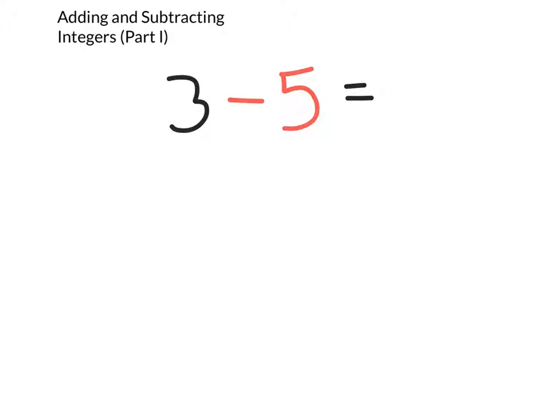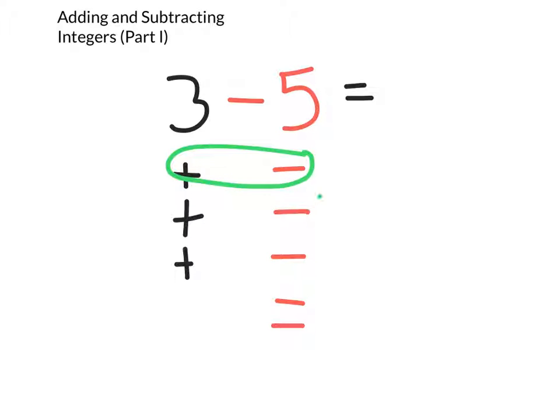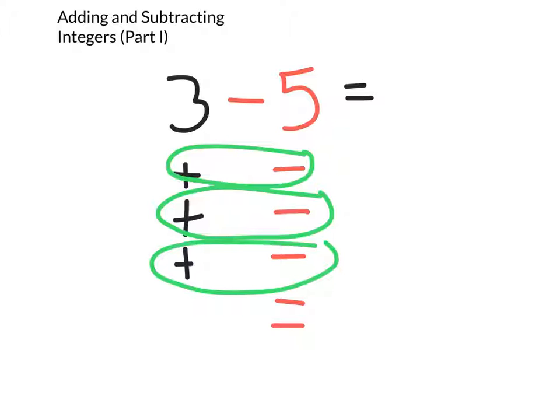Okay, the last scenario is one in which I have positive 3 minus 5. Once again, if we represent positive 3 with 3 positive symbols, 1, 2, 3 positive symbols, and negative 5 with 1, 2, 3, 4, 5 negative symbols, you'll notice that these pairs start canceling each other off. And what do I end up with? I end up with a scenario in which I have negative 2. So 3 minus 5 equals negative 2.